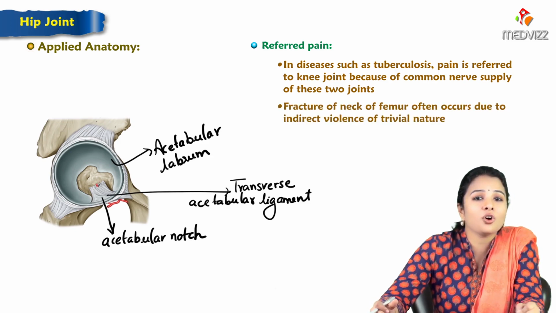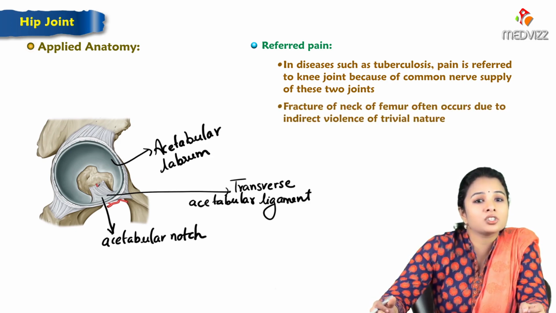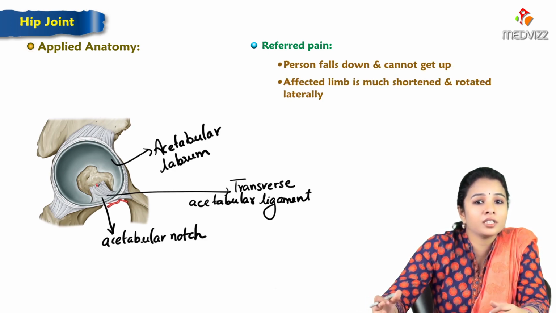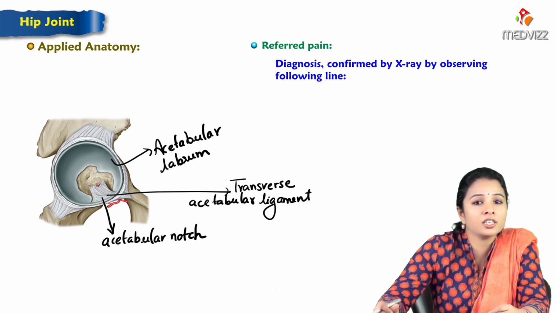Next, the fracture of the neck of the femur. The fracture often associated due to indirect violence of trivial nature. The person falls down and cannot get up. So the affected limb is much shortened and it is laterally rotated. So the diagnosis is generally confirmed by taking an X-ray.